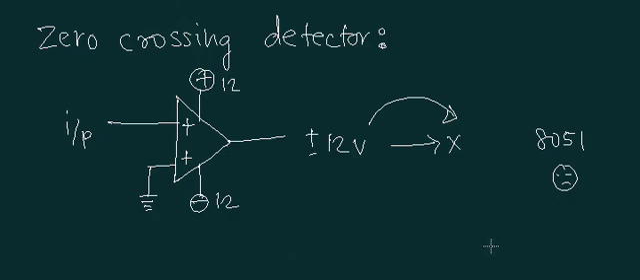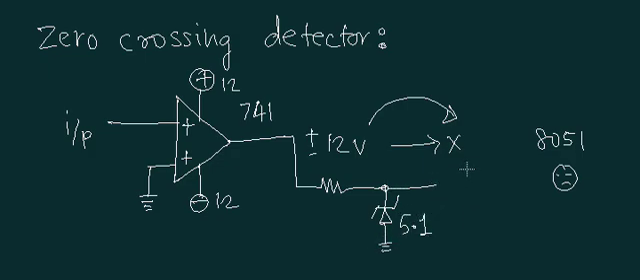Suppose you want to use 741 only, because you know 741 op-amp, then you have to convert this plus minus 12 into 5 volt. So how do we do this? We will simply use a resistor and a 5.1 volt Zener diode. So the output voltage will be 5 volt typically, and the minimum output will be how much? Minus 0.7, because when the level here goes minus 12, the diode will be forward biased and it will show minus 0.7 as the output voltage.